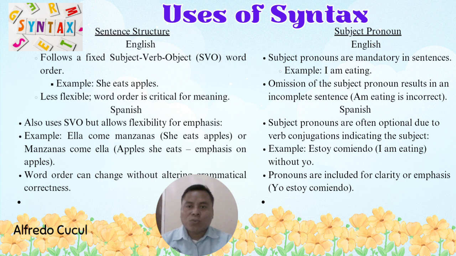And understanding as well the subject pronoun rules in different languages helps multilingual students see how meaning is conveyed beyond just words. So for example, in English, the subject pronouns are mandatory. For example, I am eating, while in Spanish they can be optional because verb conjugations indicate the subject.